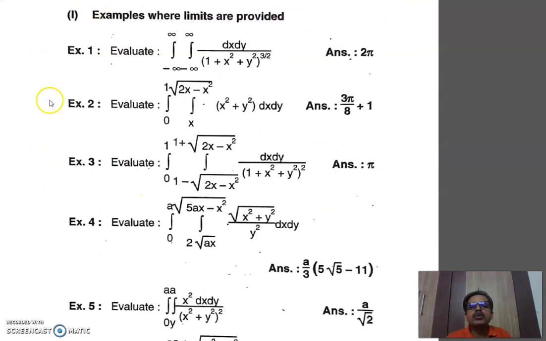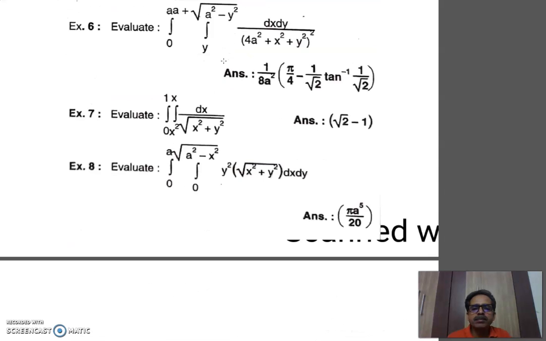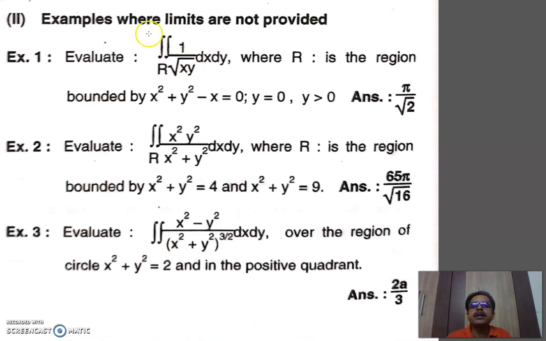You can solve these problems now. Examples where limits are given: there are a few examples you can solve for practice, and here the region is given. All these problems you can solve for practice, and I will make one more video on double integration. Thank you very much.